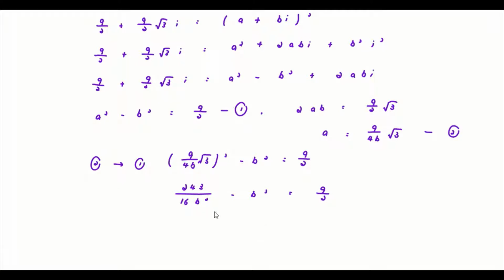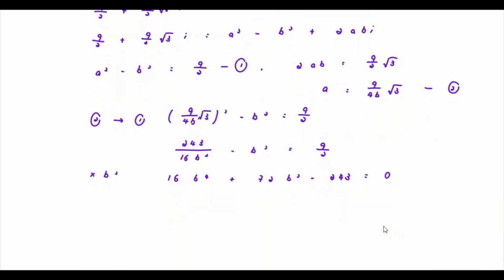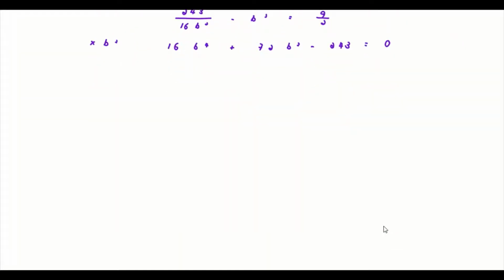Okay, so we can multiply the whole thing by b square, then rearrange it a bit so that b square is positive. When you multiply by b square, that's one part where you will have b power 4. Then we make it non-fraction as well. So what we get here is 16b power 4 plus 72b square minus 243 equals 0. Alright, then after that, let's try to solve this.